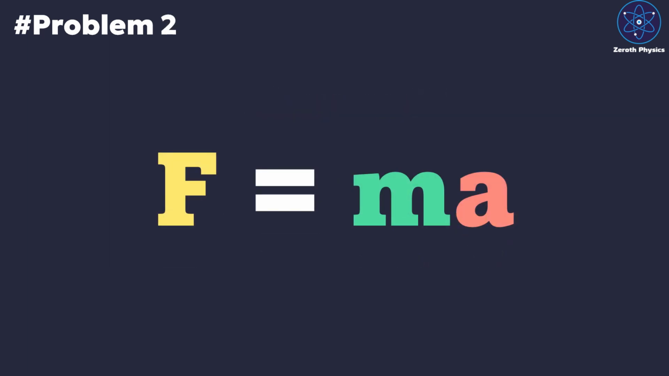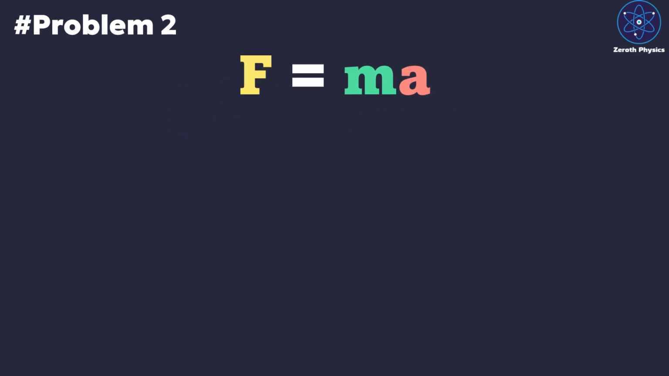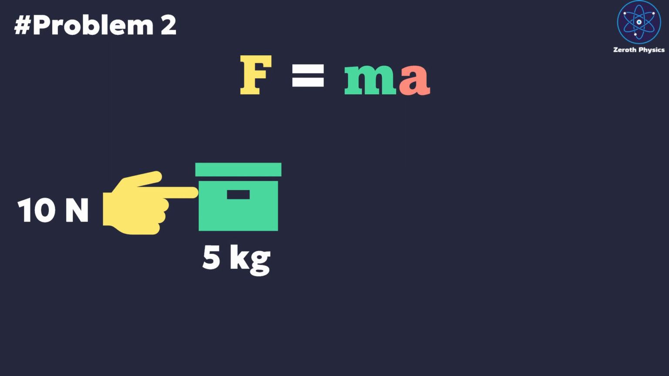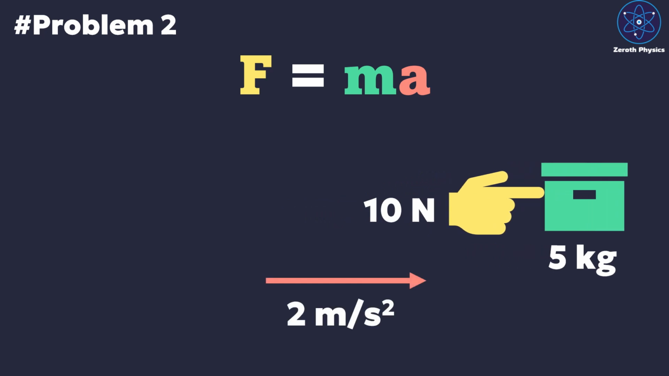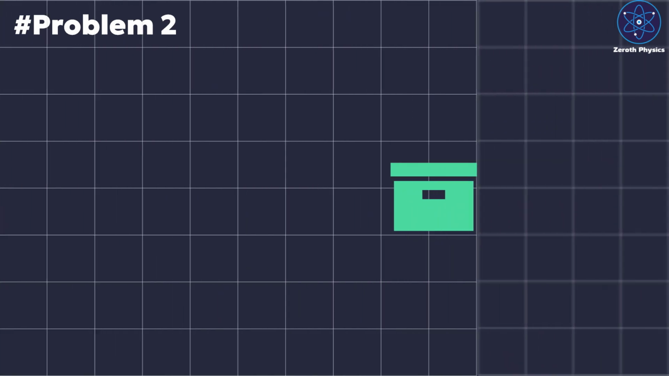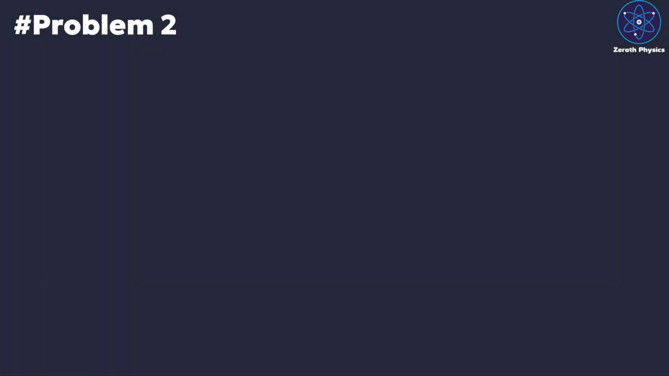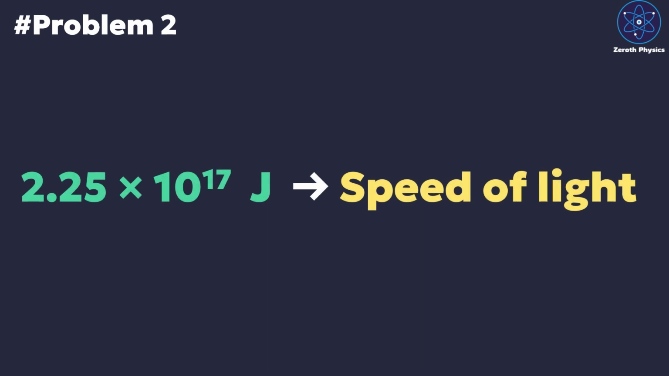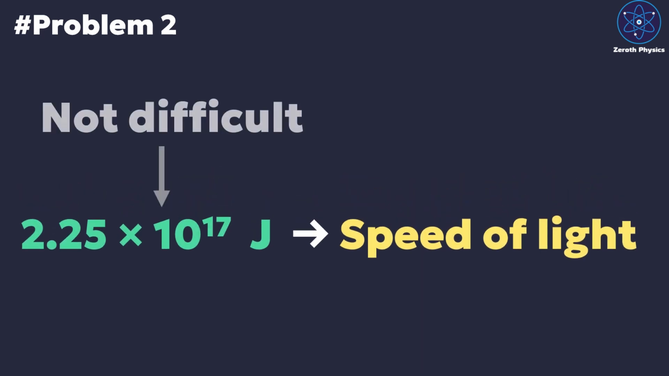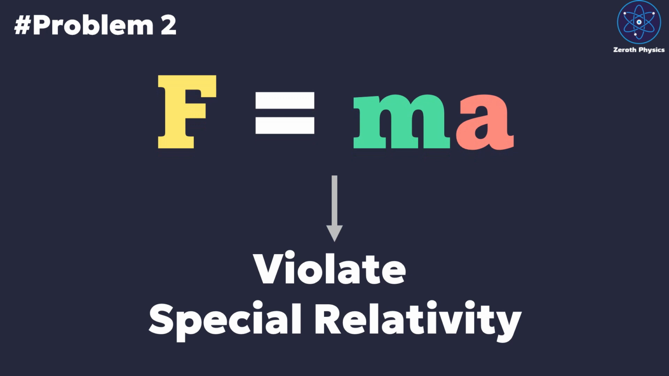The second problem is why F equals ma does not lead to infinite velocity. According to F equals ma, if we apply a continuous force of 10 newtons to an object with a mass of 5 kilograms, the object will accelerate at a rate of 2 meters per second squared. This means that the object's velocity will increase by 2 meters per second every second. If this continued, the object's velocity would eventually exceed the speed of light after 4.75 years, requiring an enormous amount of energy. However, generating this amount of energy is not that difficult for humans. The equation F equals ma seems to contradict the principles of special relativity.